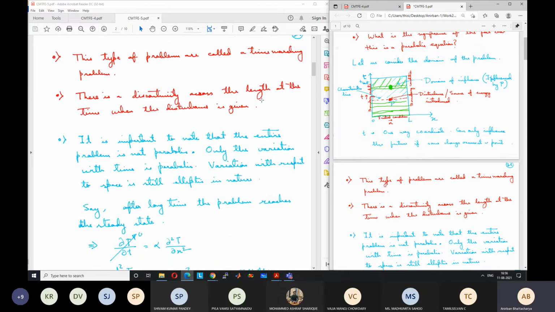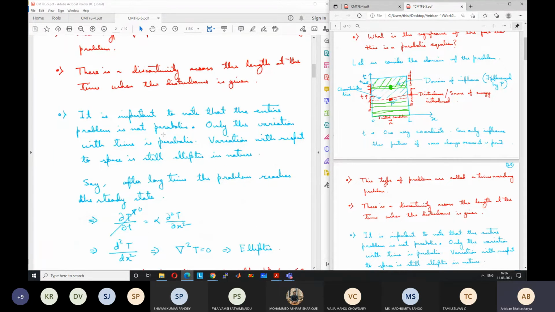There's a discontinuity across the length of time when the disturbance is given. This discontinuity is not in the temperature. Okay, this discontinuity is in the second derivative of temperature. It is important to note that the entire problem is not parabolic. I have already explained, only the variation with time is parabolic. Variation with respect to space is still elliptic in nature.